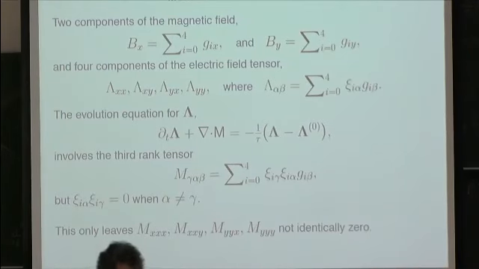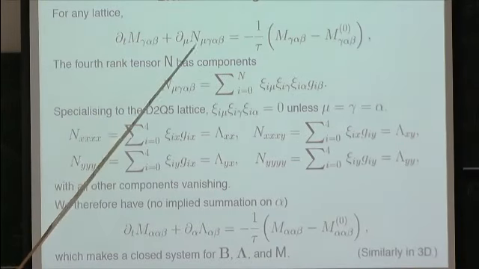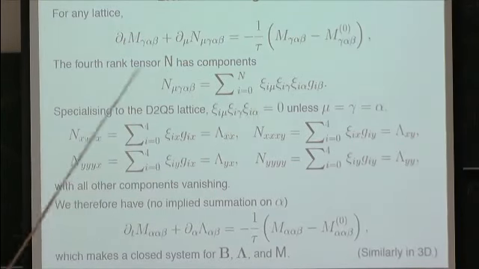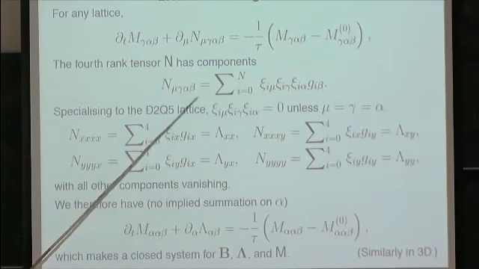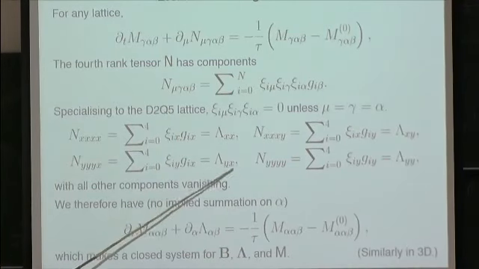So I can now specify the collision operator by what it does to B, lambda, and M. And I can get an evolution equation for M involving the 4th rank tensor, but again, a lot of the components are identically 0, so in fact I can write it just in terms of my lambda.